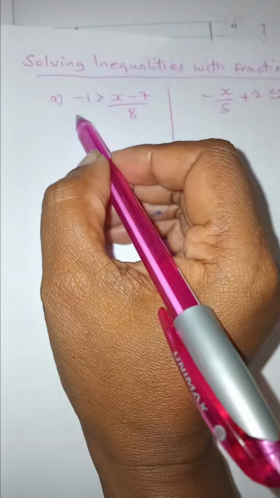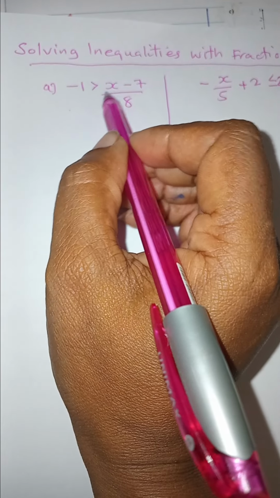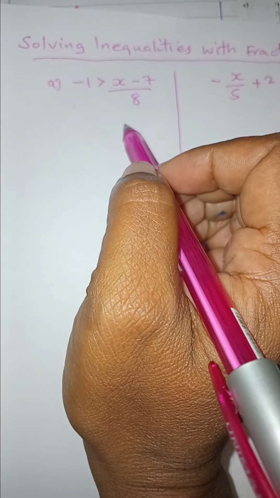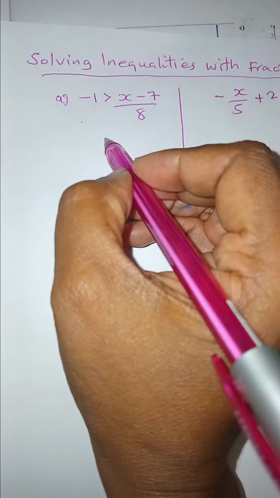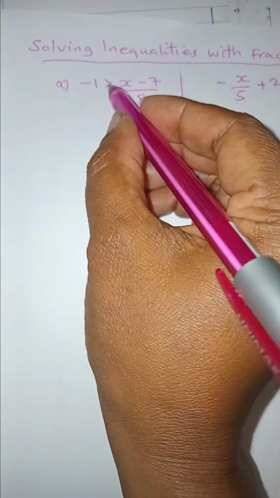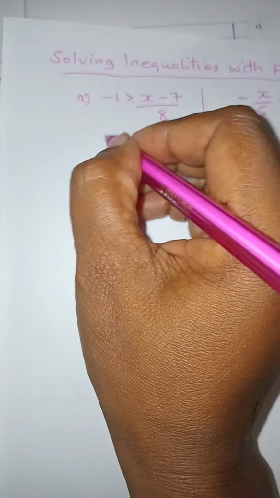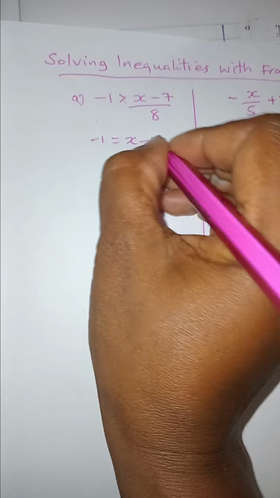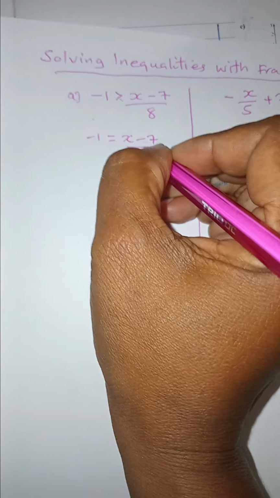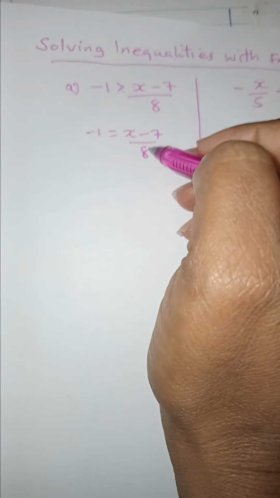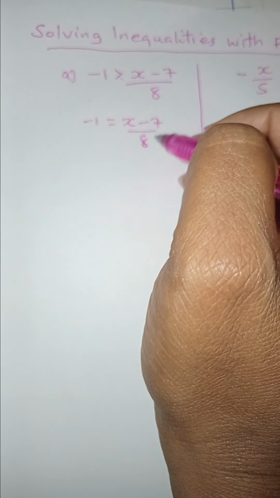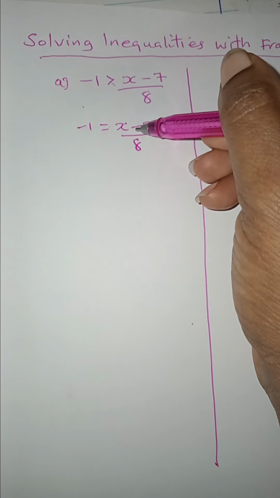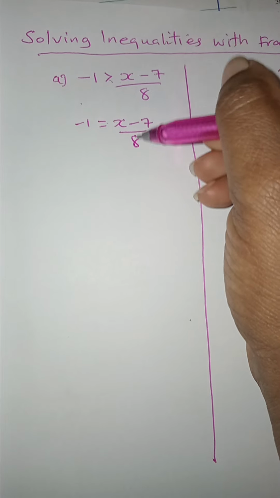Here's the first example. I have negative 1 is greater or equal to x minus 7 over 8, which is a fraction. Well, let's do the first step, which is changing the inequality sign to an equal sign. So we'll have negative 1 is equal to x minus 7 over 8. When we solve for x, we have to remove all the numbers that are attached with x to the other side of the equation. So we start with the fraction here.